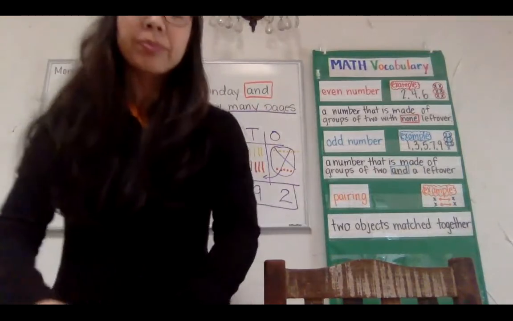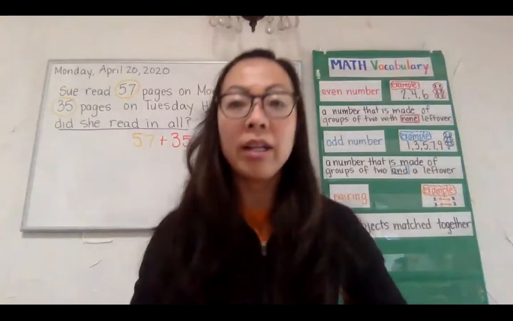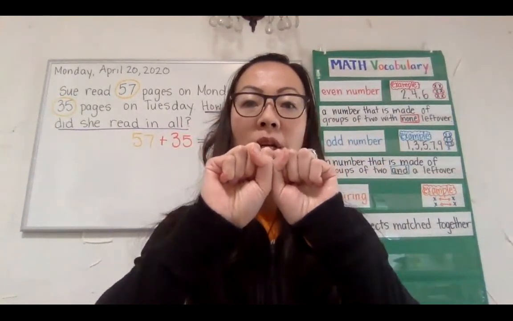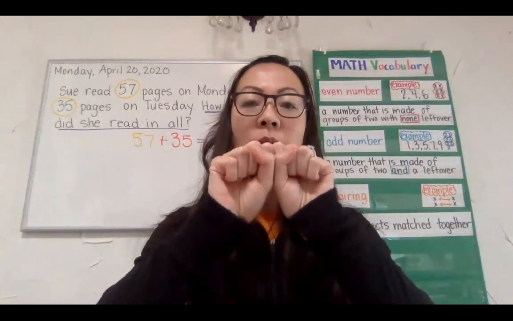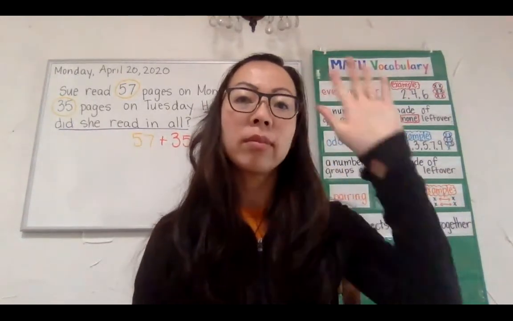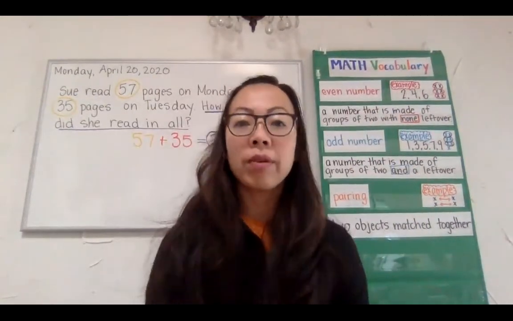All right, gang. When we're thinking about our odd and even numbers today, remember, we're always thinking if they go together in a pair, then we know they're even numbers. But if somebody's left over, they're odd. All right, guys, so let's look at our key vocabulary today. We have our even number.